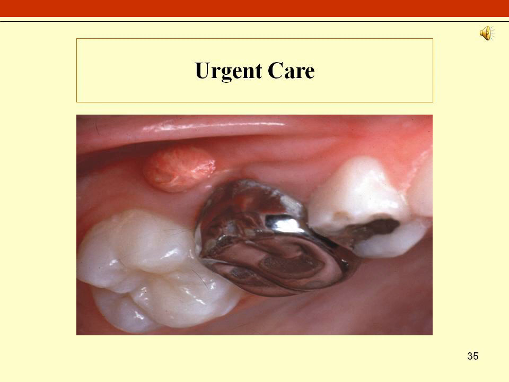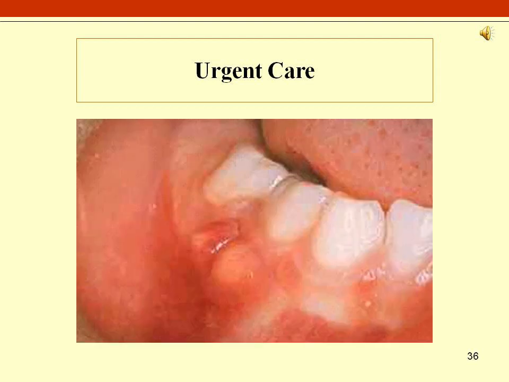Here is an obvious example of a condition that would be marked as urgent care. Note the buccal abscess. Here is another example of a condition that would warrant the mark of urgent care.